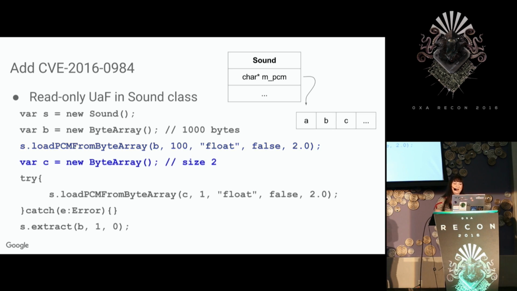So then you create a new byte array, and this one is size 2. And you call this function again, and it deletes the array, and then it tries to read out of the byte array, except there isn't even enough data for a float there. It's only 2 bytes. So this throws an exception, which you can then catch. And this pointer is now dangling. And you then use this pointer into memory using the extract function. So this is a fairly good info leak.